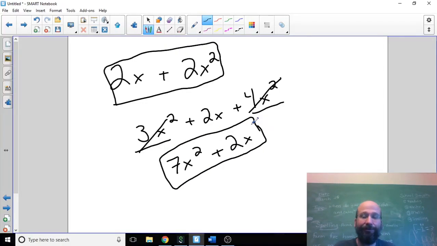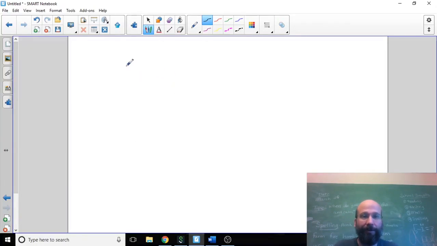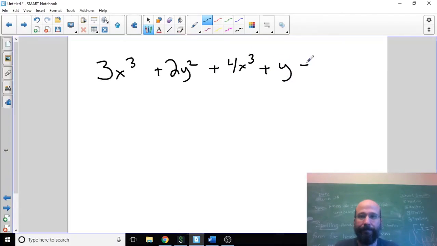That's all there is to combining like terms. The questions will get harder, but the best thing to remember is they won't really get harder. They'll just get longer. It would be something like this.